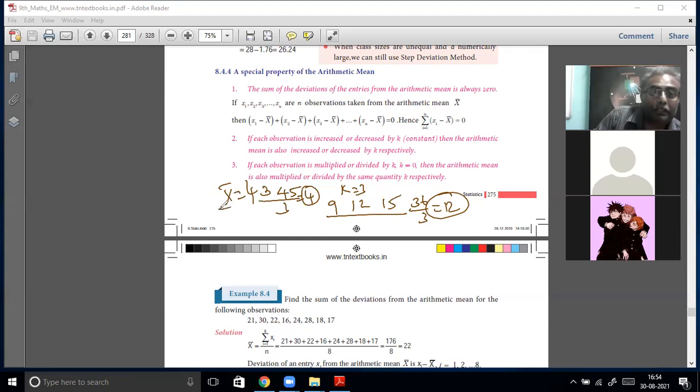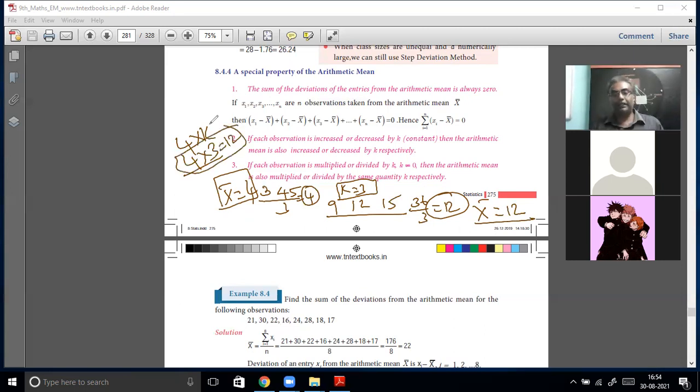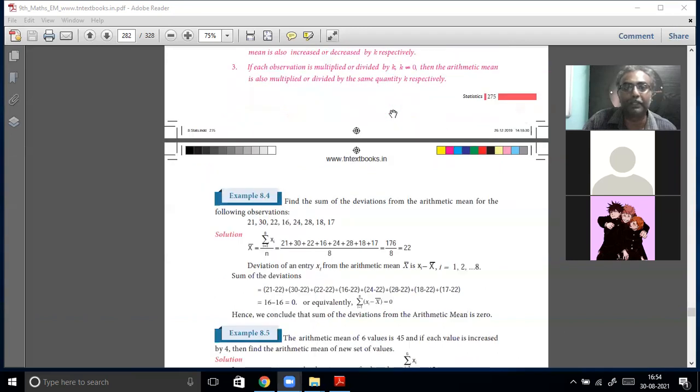Now what has happened? Here x bar is 4. Here x bar is equal to 12. You multiplied everything by k, so the mean is also multiplied by k. 4 into k, 4 into 3, that is equal to 12. It's a very important property. You can use this in your sums. So remember that both these things, addition and multiplication, will go together.